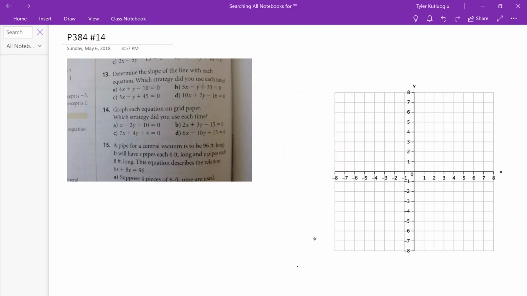All right, we're looking at page 384, number 14, this one right here. It says graph each one of these four equations on graph paper. What strategy you use? All right, let's start with the first one. Let's start with A. Basically, I can see right away this is in standard form.